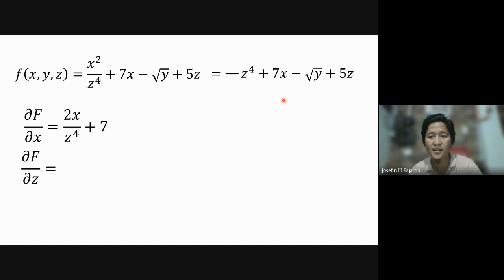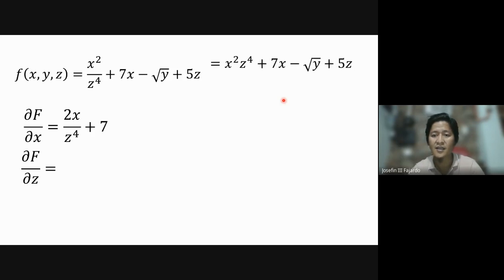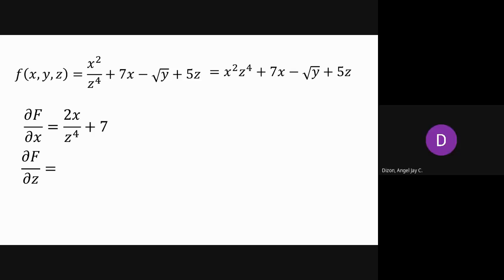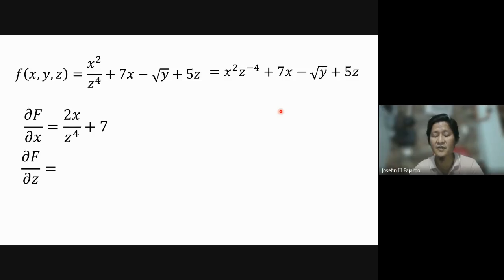But what happens to the exponent of z? Ano magiging exponent ng z natin? This must be? Negative 4 po. Very good, negative. Kasi tinaas, so nag-iba yung exponent. Okay na yan. Now, so how do we get the partial derivative of z? So, gagamitin natin ulit ito. Copyhin ko ulit ito, guys.